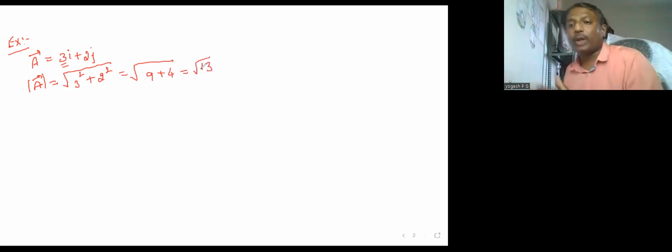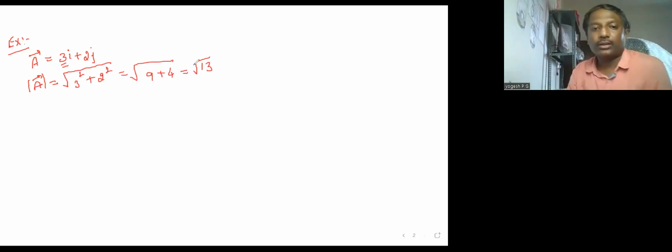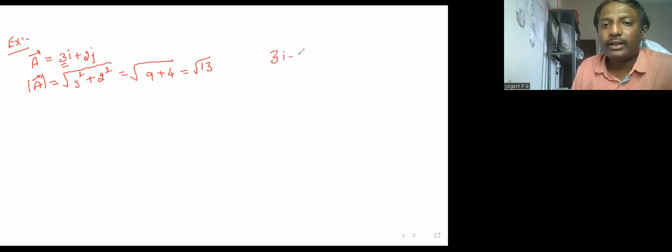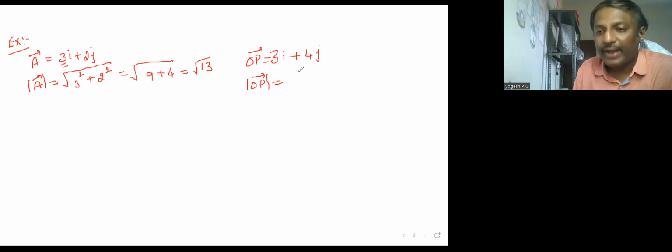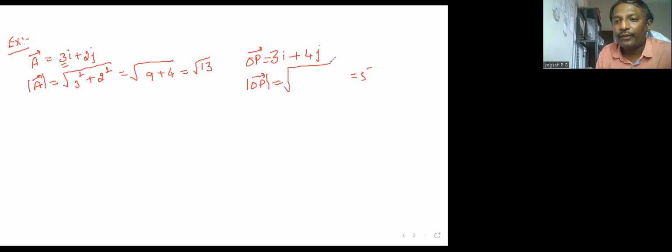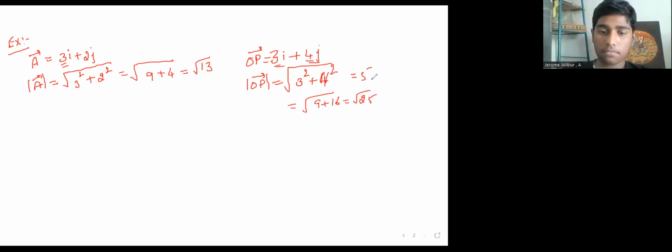The same concept as you solved for 3 and 4. For 3i plus 4j, what magnitude did you tell? 5, no? How did you get this 5? Root of this squared plus this squared. 3 squared is 9, 4 squared is 16. So what is 9 plus 16? 25. Root 25 is nothing but what?